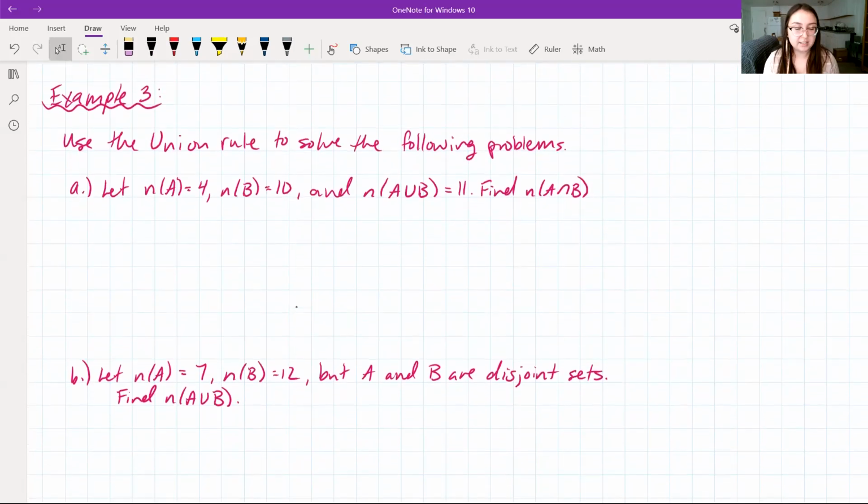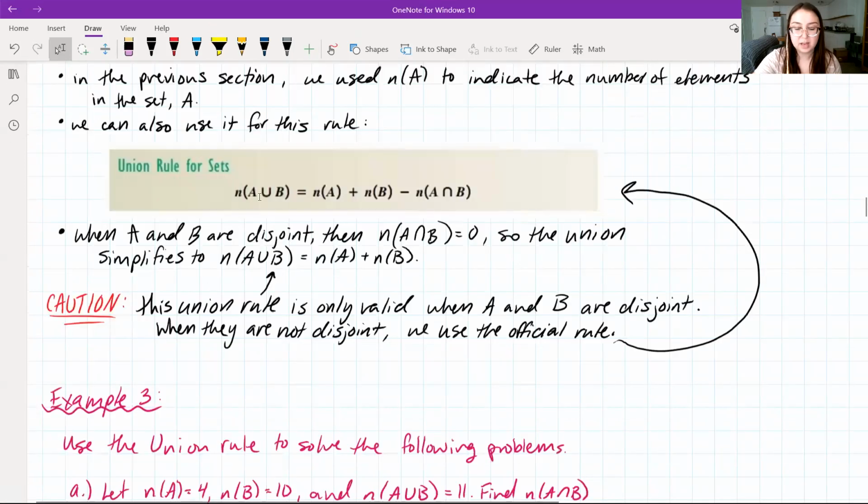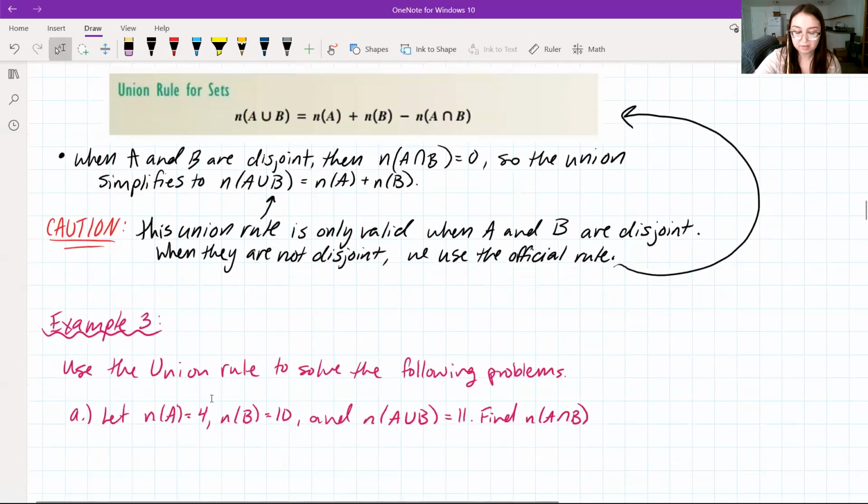All right, on to example 3. We want to use the union rule to solve the following problems. For part A, we're going to let N of A be equal to 4, N of B be equal to 10, and N of A union B equal to 11. We want to find N of A intersect B. Normally, with our union rule, we have N of A union B is equal to N of A plus N of B minus N of A intersect B. So in our problem, we are given N of A union B, N of A, and N of B, and we need to solve for N of A intersect B.